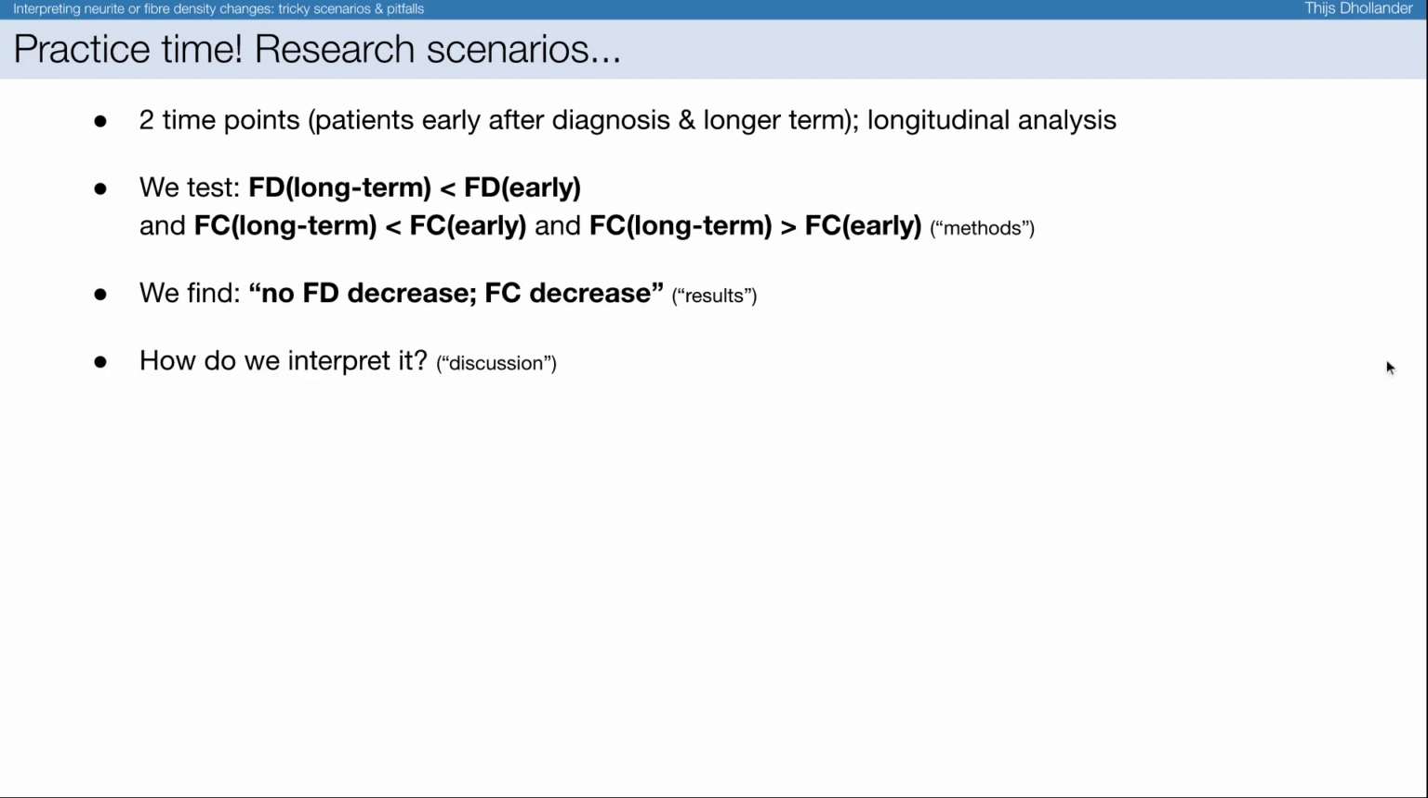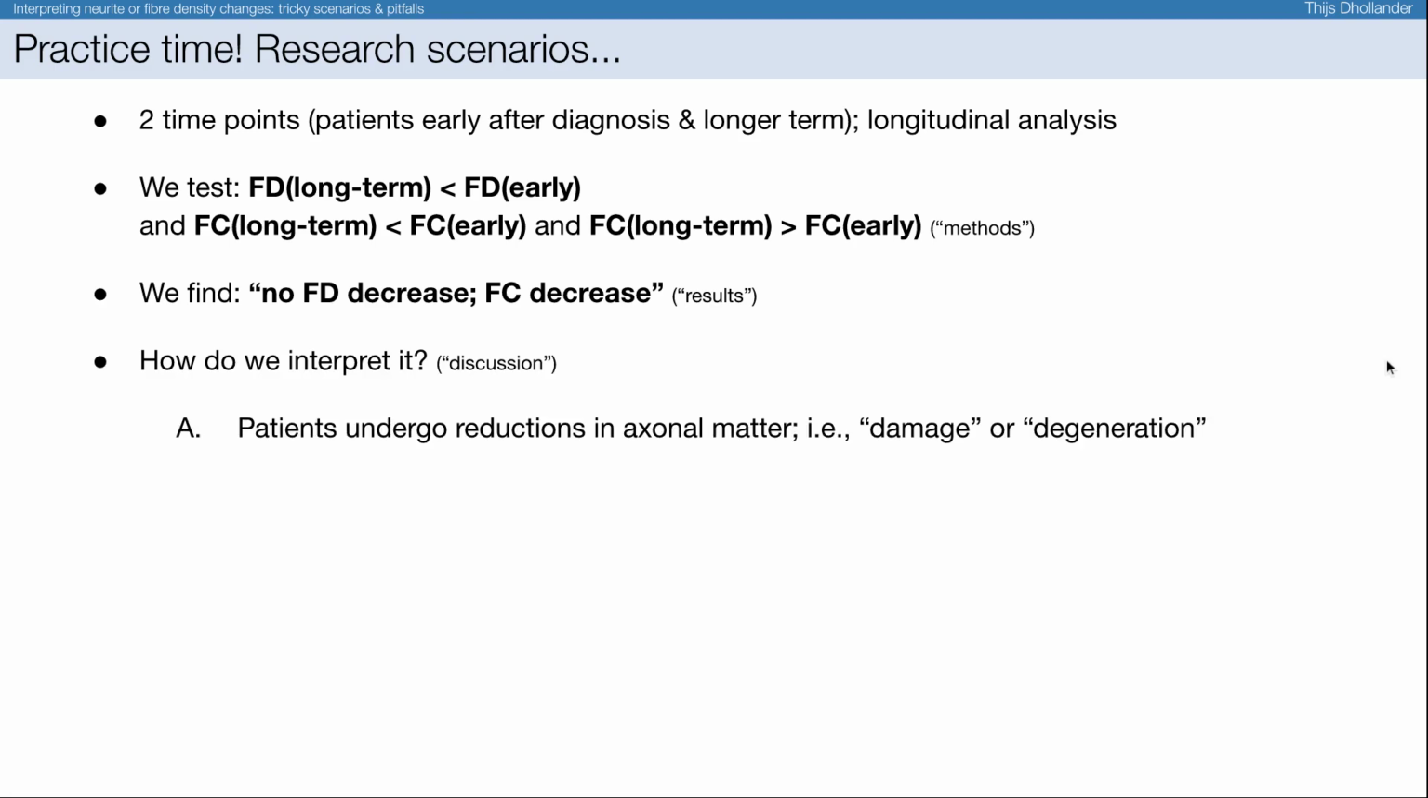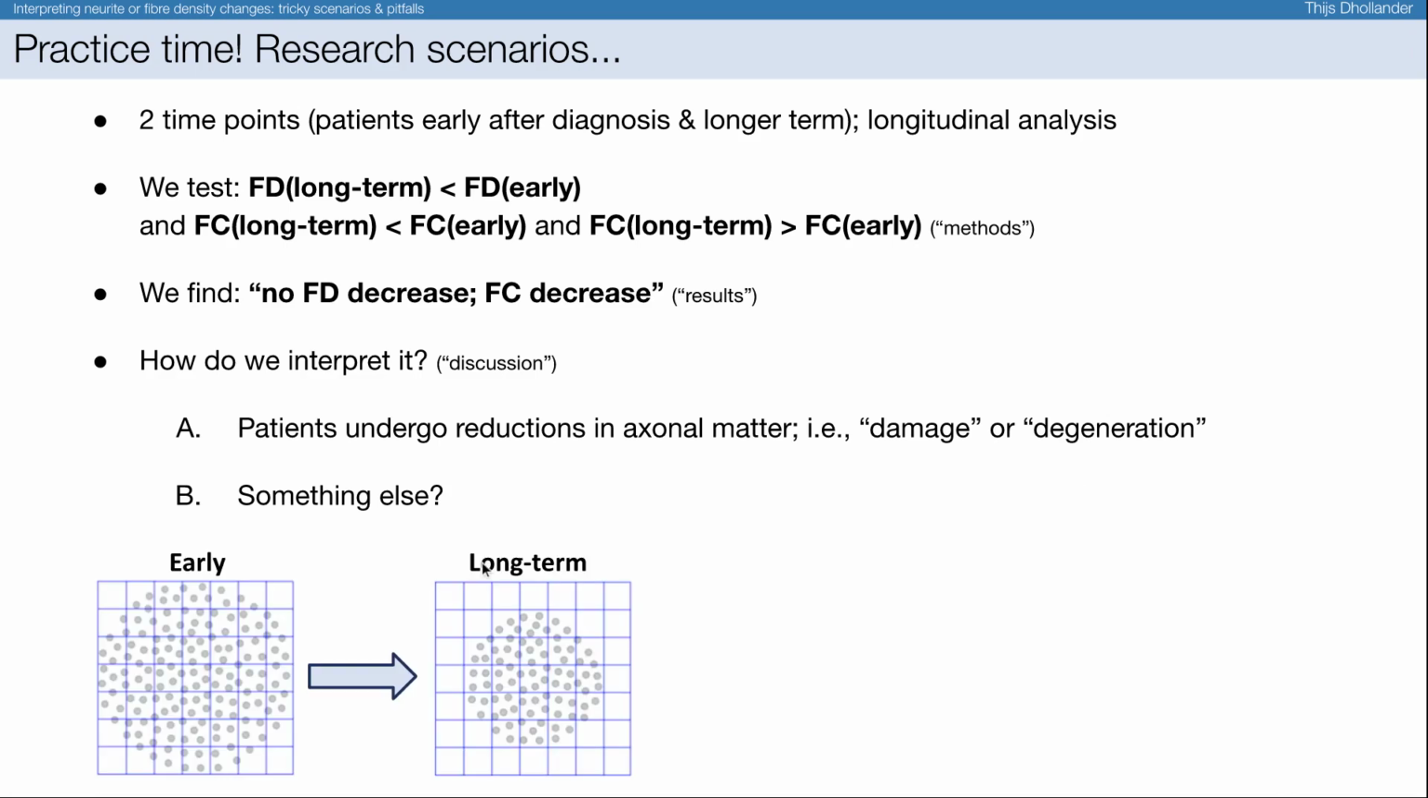Okay, same question. How do we interpret this? Well, the patients undergo reductions in axonal matter, damage or degeneration, our default go-to sentence, right? Probably based on the FC decrease. Did they suffer degeneration? The FD didn't go down, but the FC did. Or is there again something else you can picture here? Well, by now you get the picture. There's probably something we overlooked. Let's go and visit some scenarios.